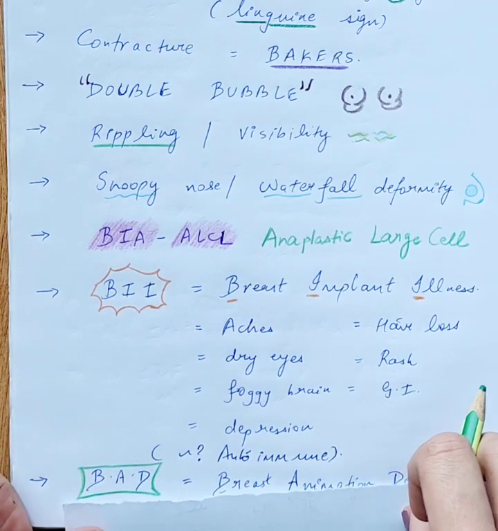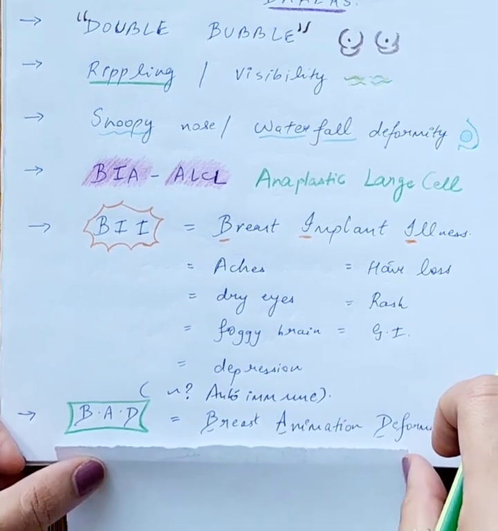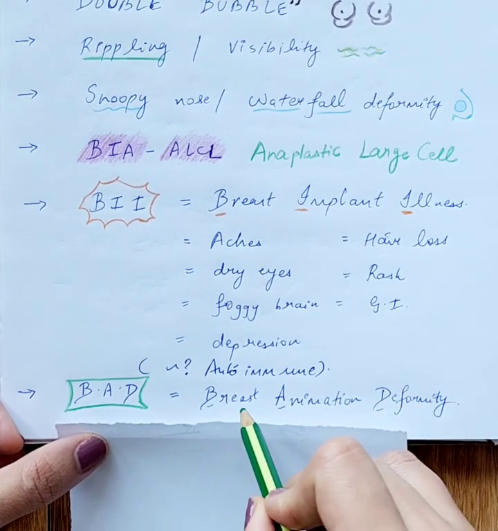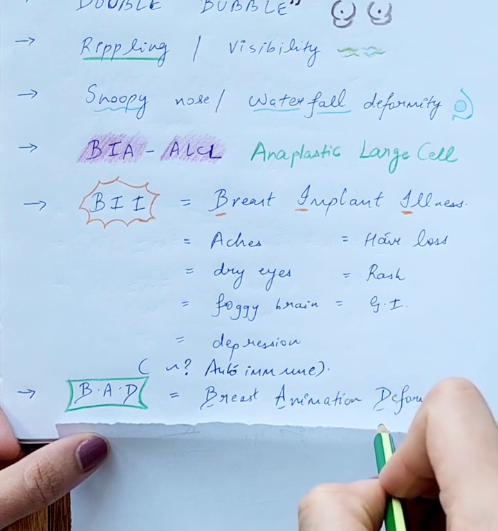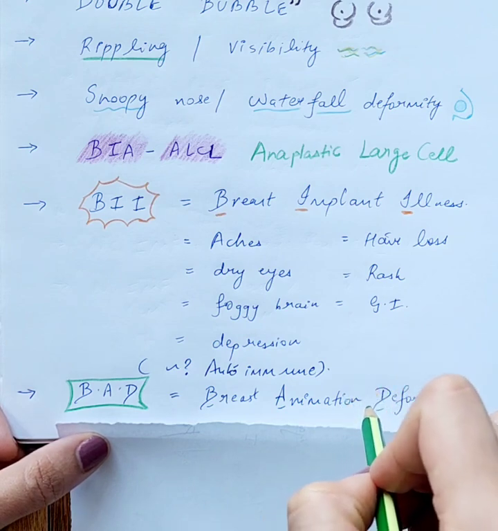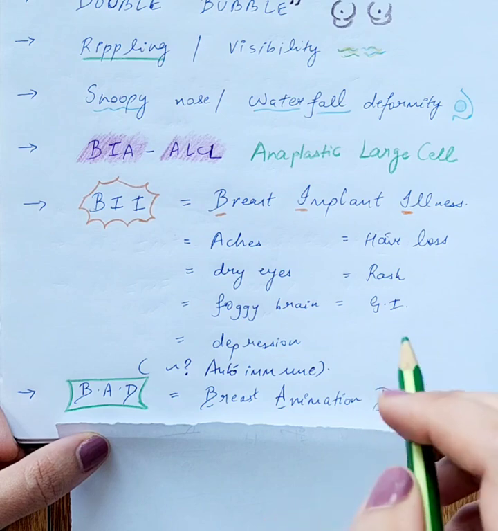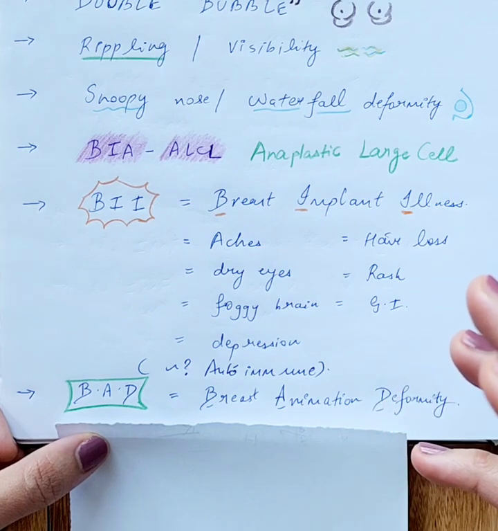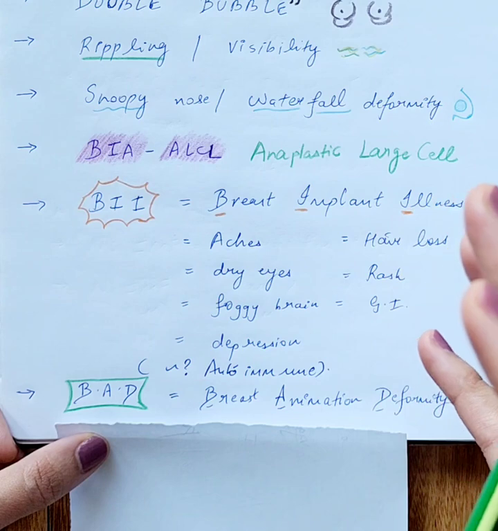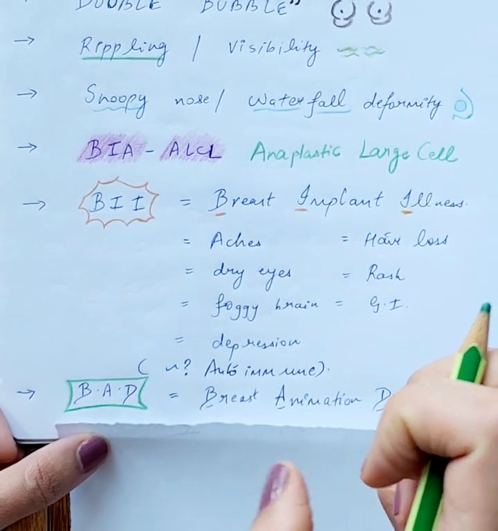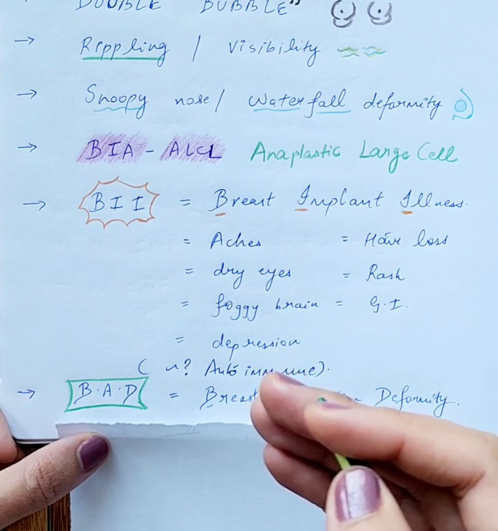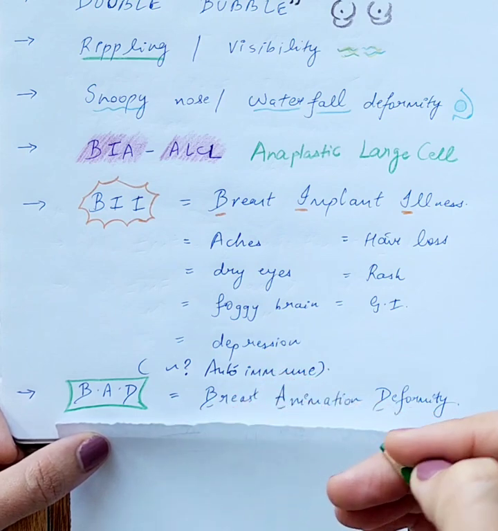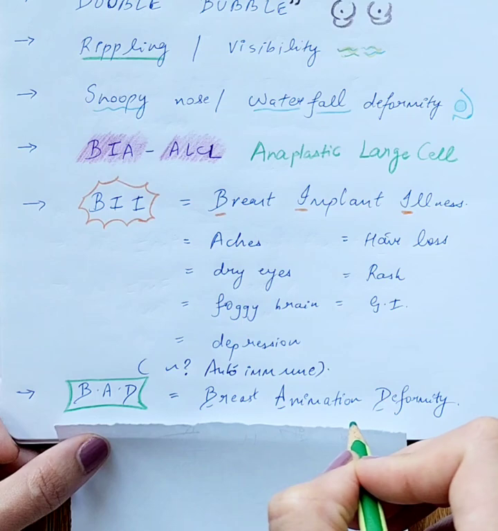Finally, we have the BAD, which is the breast animation deformity. What happens when the implant is placed below the pectoralis major muscle, that is in the subpectoral or submuscular position, and it can also happen sometimes in a dual plane. When the patient contracts the pectoralis muscle, the implant moves up in position, which becomes very evident, and that is known as a breast animation deformity.